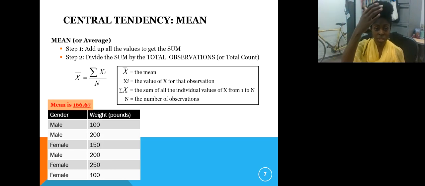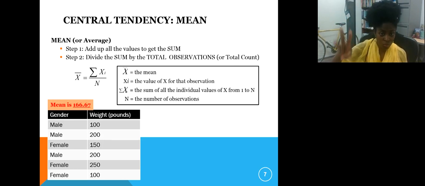Okay, so gender is a variable. It's got 2 categories, male and female. Weight is a variable, and it's got several different values. It's got 100, 200, 150, 250, right?